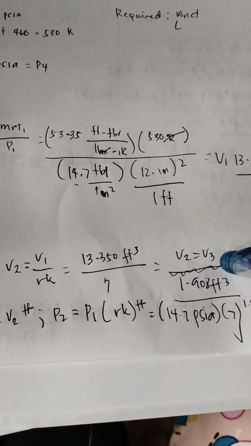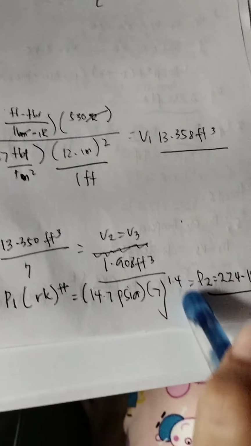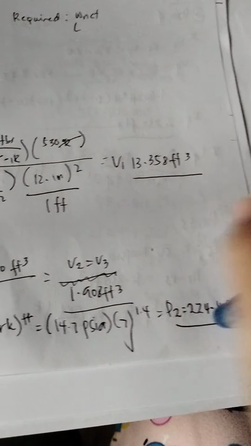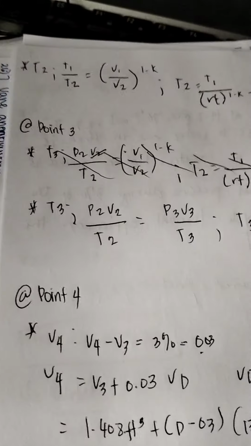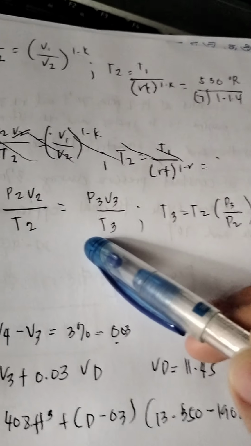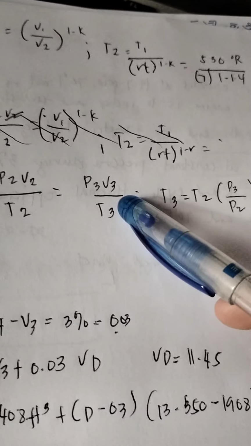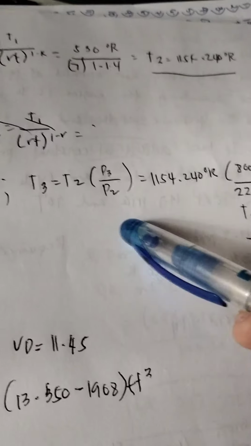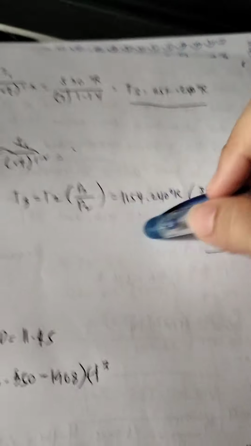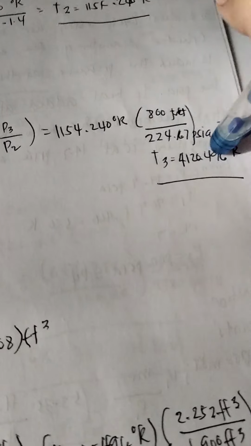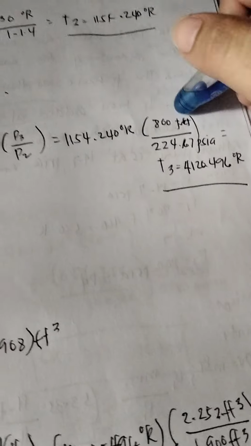V2 is equal to V3. P2 is equal to 224.107 psia. At point 3, P2 V2 over T2 equals P3 V3 over T3. T3 is equal to T2 times P3 over P2, equals 1,154.240 times 800. T3 is equal to 4,120.496.